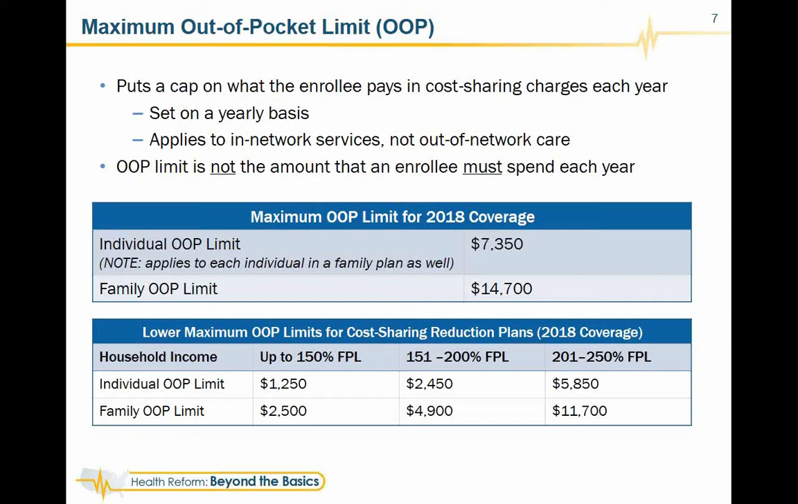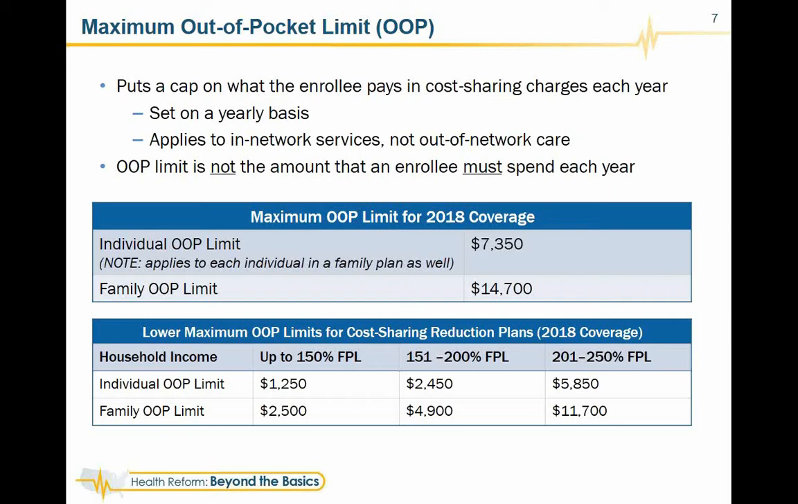So in 2018, the maximum out-of-pocket limit under federal rules that can apply to an individual is $7,350 a year. And then for a family, the plan out-of-pocket limit could be $14,700 for an entire family that's enrolled in a plan together. But that $7,350 that you see for individuals does apply to each individual in a family as well. So that's an important protection, particularly for people with very high cost health needs.